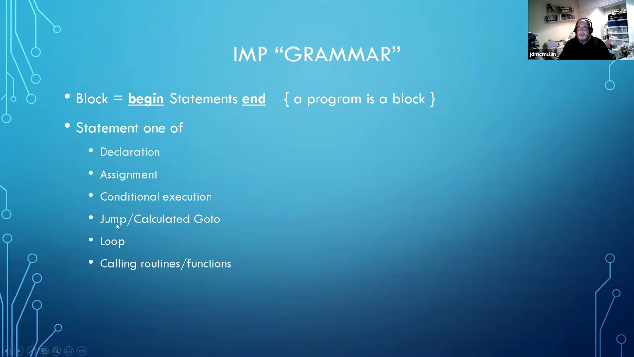So if you do the calculated go-to, you also have to make sure that you jump to somewhere, if each entry would follow normally onto the next switch element. Of course, you've got loops, and then you can call routines and functions.